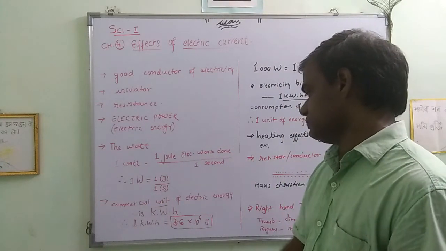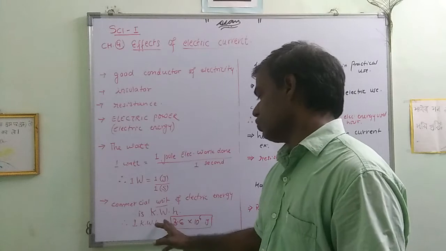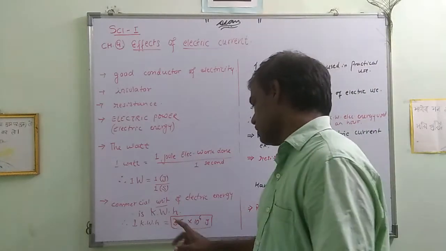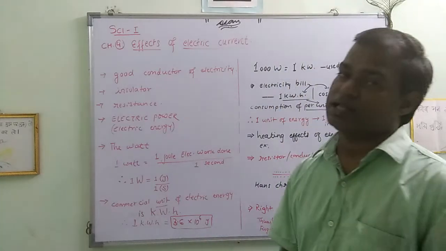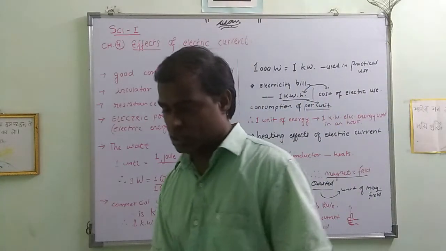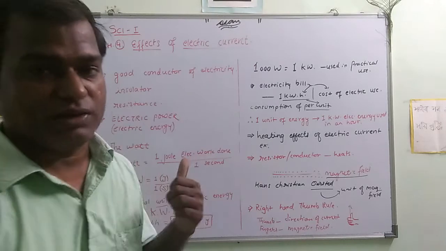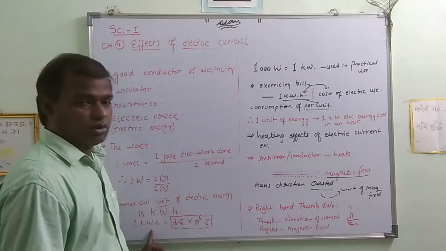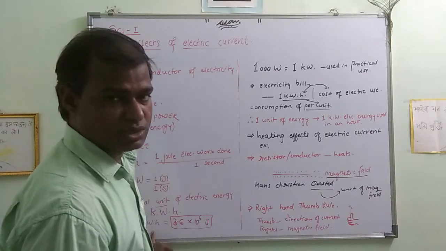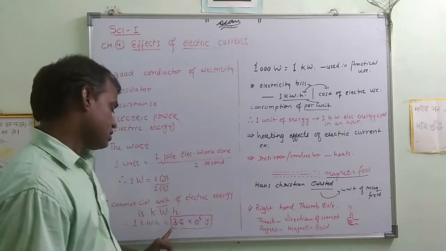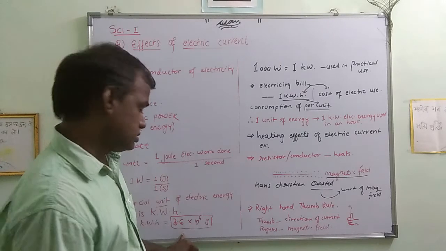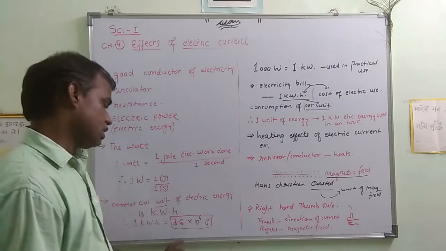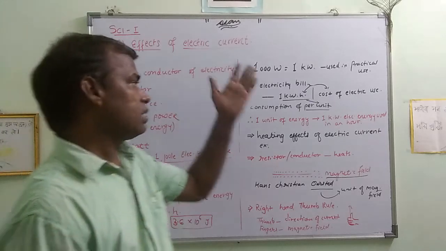So what is one unit of kilowatt hour? The value for kilowatt hour is 3.6 into 10 raised to 6 joule. Remember, it can come in fill in the blanks. 1 kWh means 3.6 into 10 raised to 6 joule. Remember this.